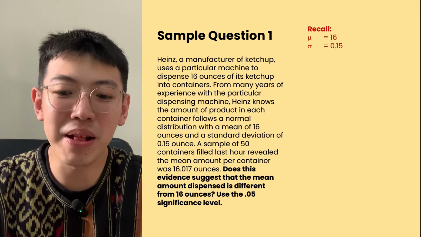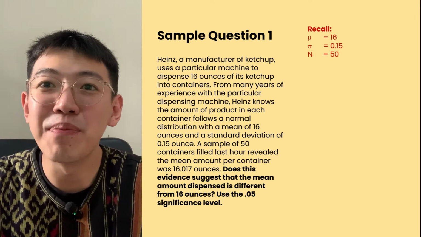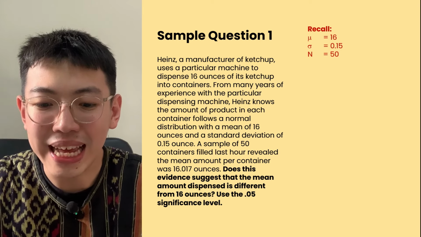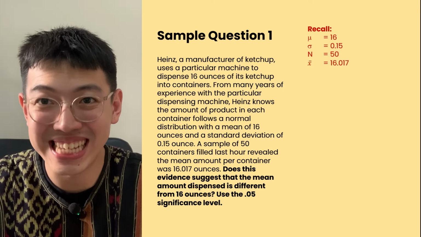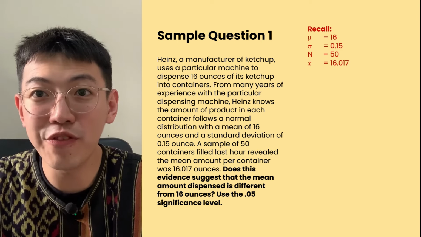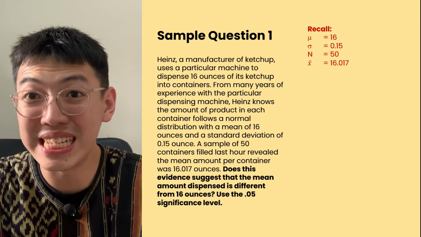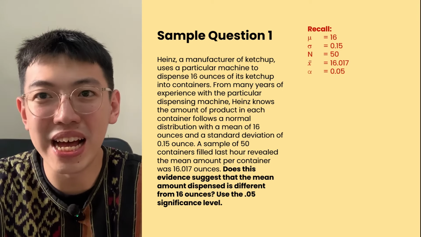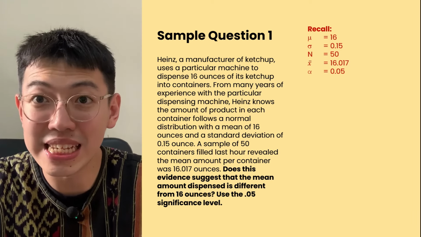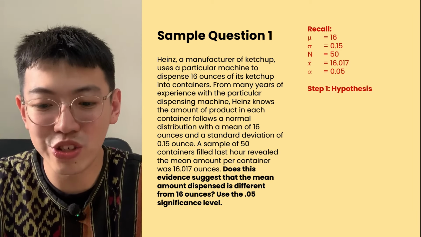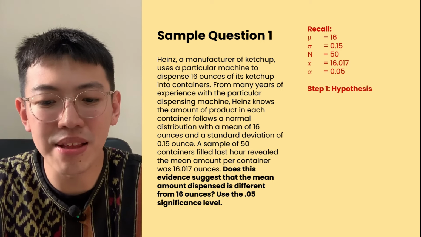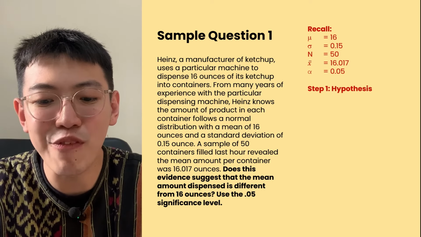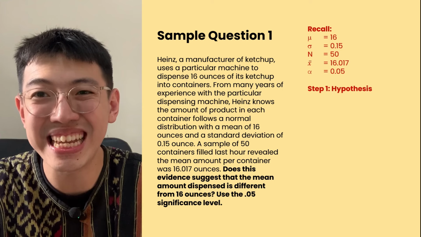The number of sample is 50, and then the mean of the sample is 16.017. The alpha or significance level is 0.05. The first step is that we determine the hypothesis. We need to see the question. The question is like this. Does this evidence suggest that the mean amount dispensed is different from 16 ounce?